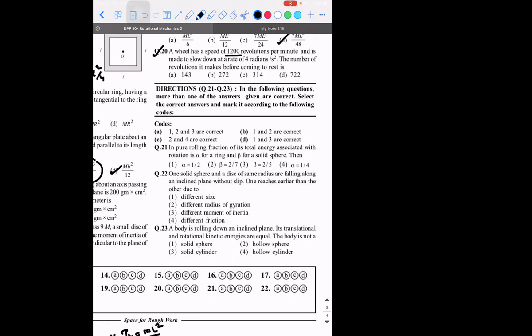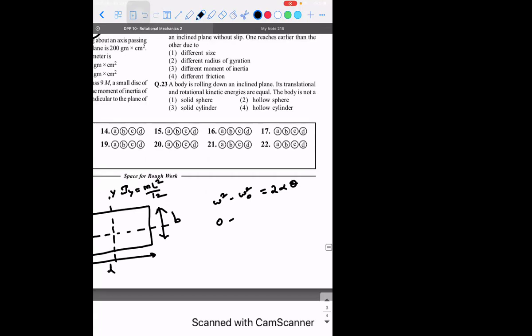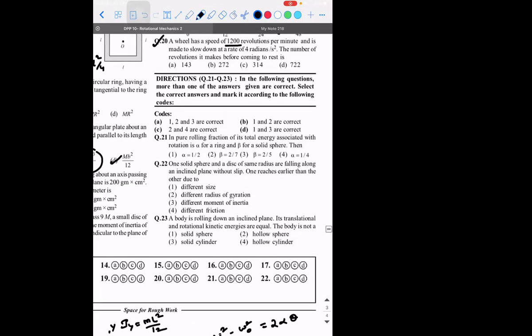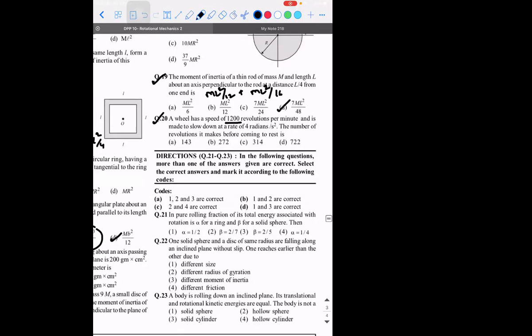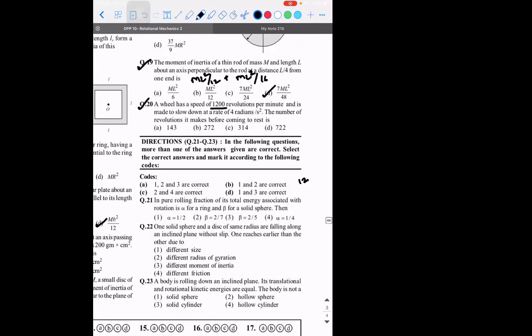And it is slowed down at a rate of 4 radians per second square. That is what? Angular acceleration. Number of revolutions it makes before coming to rest. Find the value of theta. Omega square minus omega naught square equals 2 alpha theta, right? Omega square is 0, minus omega naught square, where omega naught is 2 pi into 1200 revolutions per minute. How many revolutions per second is that? 1200 divided by 60.